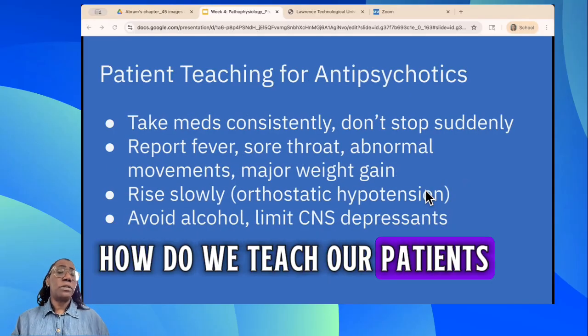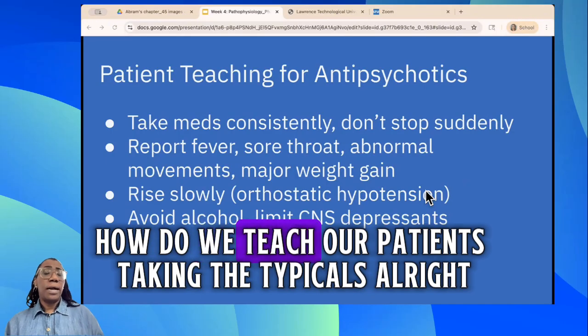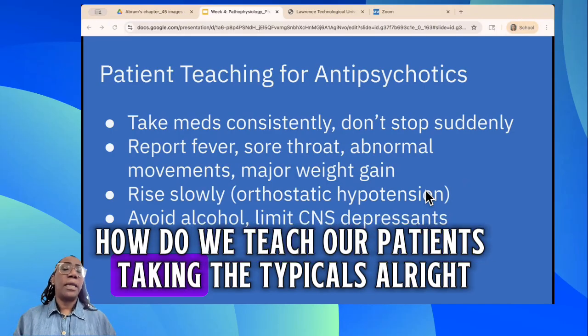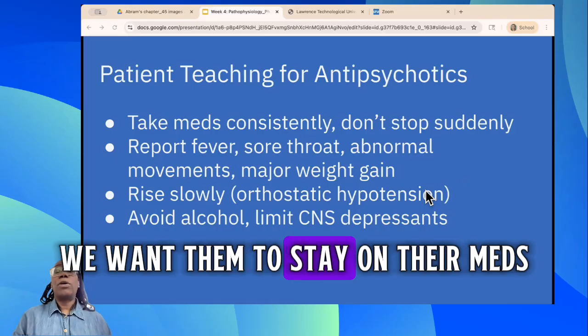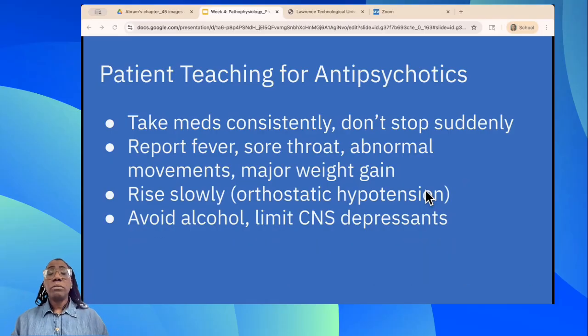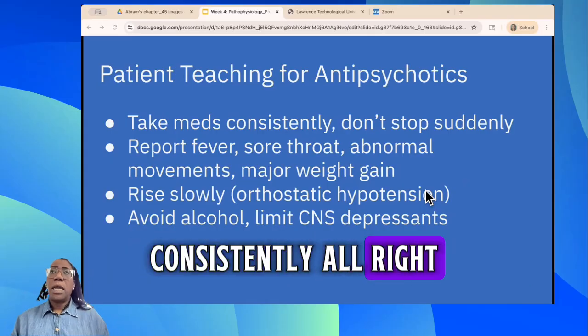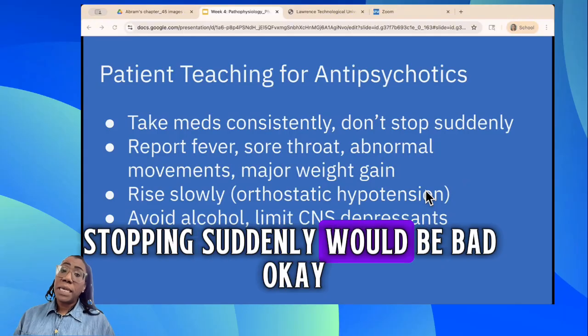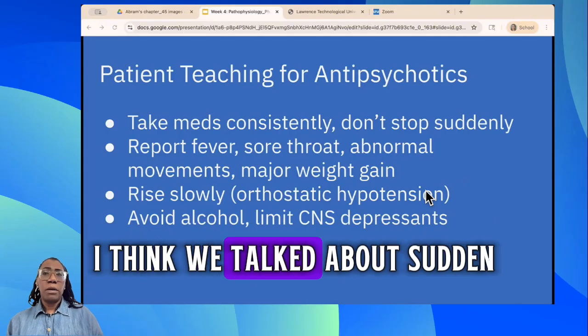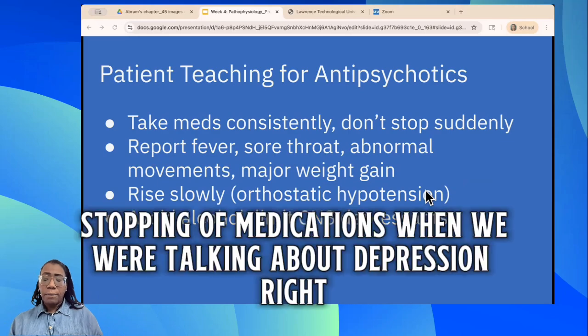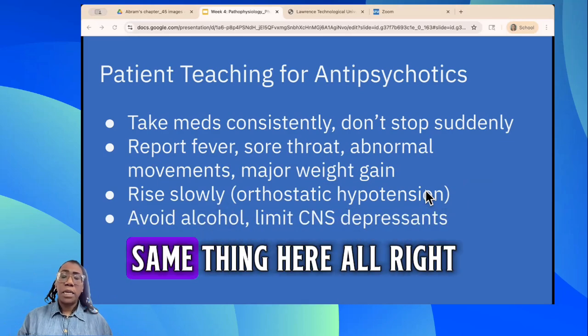How do we teach our patients taking the typicals? All right, we want them to stay on their meds consistently. Stopping suddenly would be bad. I think we talked about sudden stopping of medications when we were talking about depression, right? Same thing here.